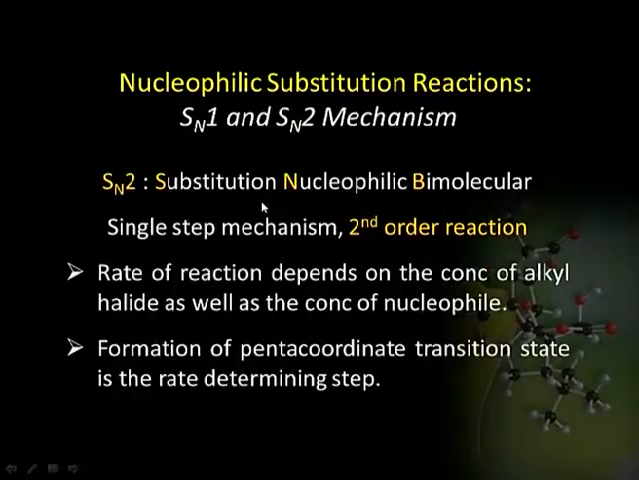The nucleophilic substitution reactions of alkyl halides can be depicted by two types of mechanisms, as was done in the previous lecture, that is SN1 and SN2. If we recall, SN2 is substitution nucleophilic bimolecular, which is a single step mechanism having a second order. The rate of reaction depends on the concentration of alkyl halide as well as the concentration of nucleophile. The formation of pentacoordinate transition state is the rate determining step in SN2 mechanism.